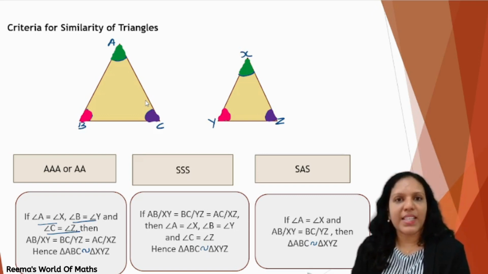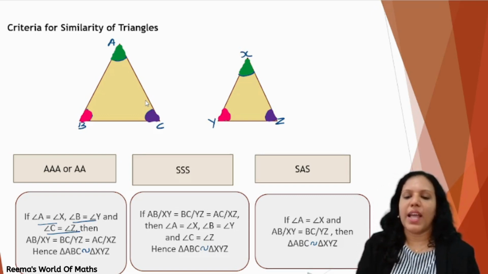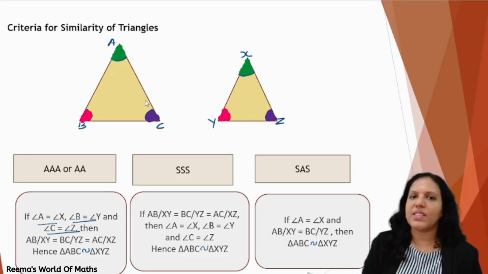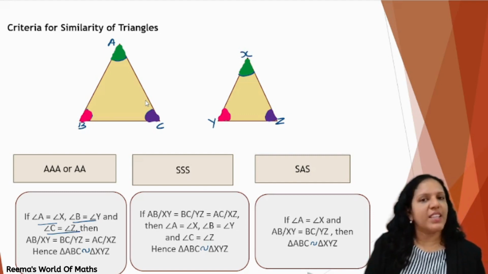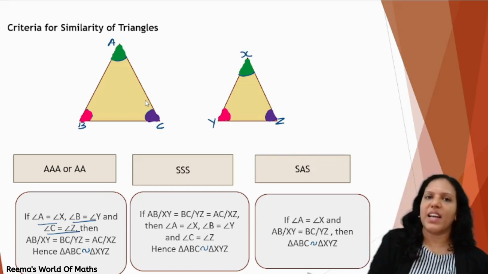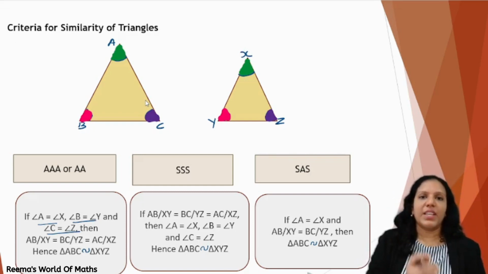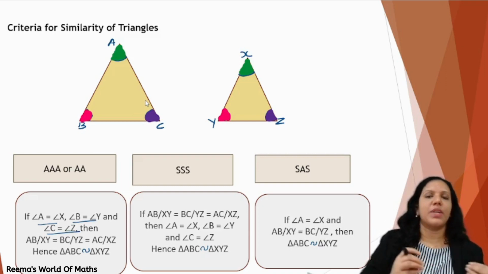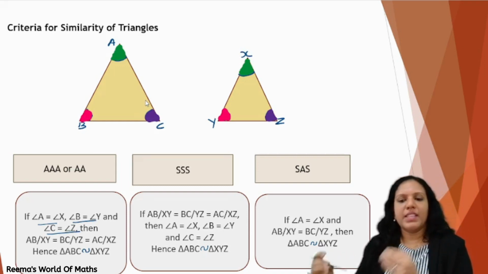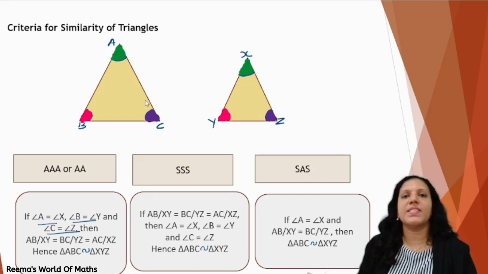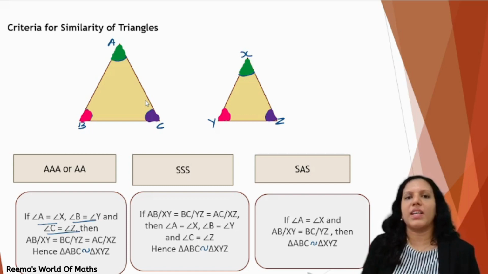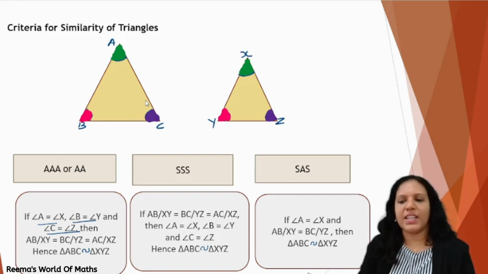And the second one is side. As per this, if the corresponding sides of two triangles are in proportion, then their corresponding angles will always be equal. So this is just the reverse of the angle criterion. As per angle, we are saying that if all the corresponding angles are equal, then the corresponding sides are in proportion. And in side we are saying that if all the corresponding sides are in proportion, then all the corresponding angles are equal.